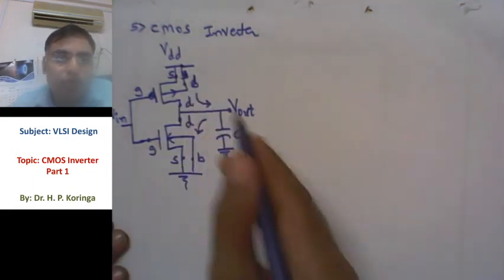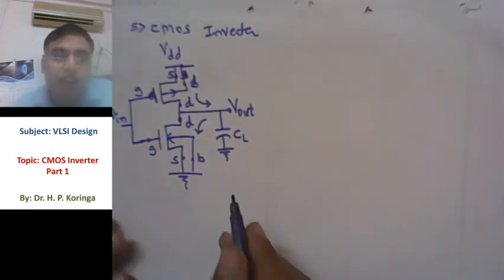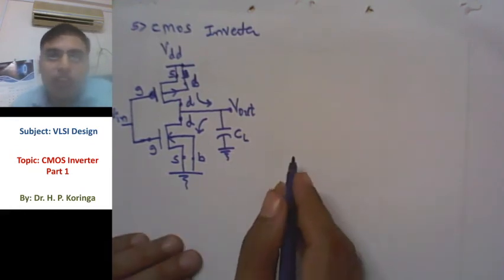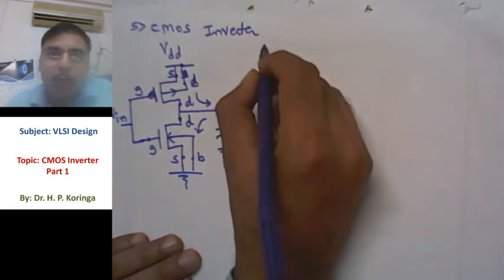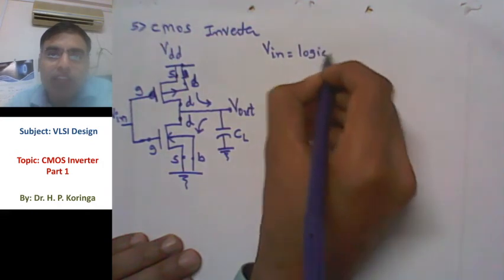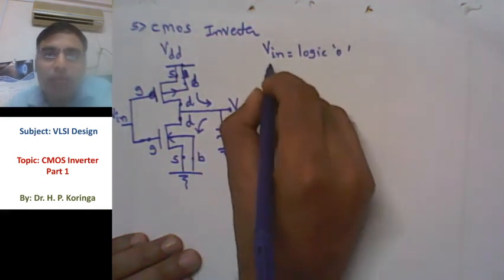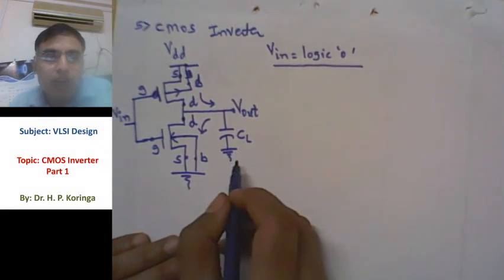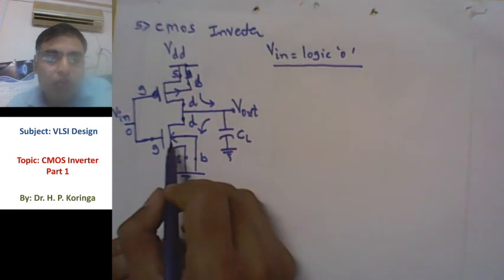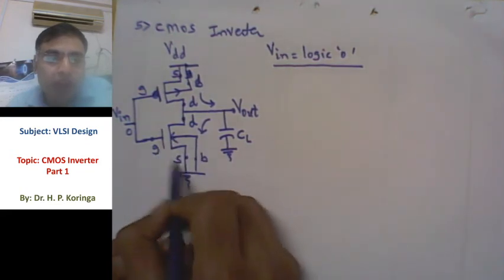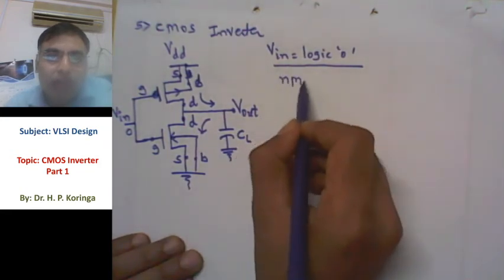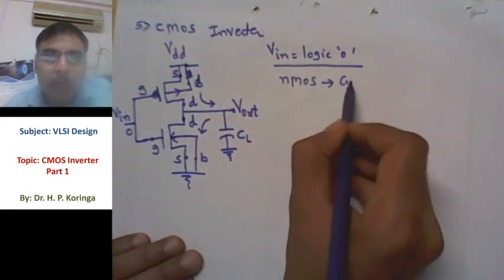Right? So let me see how it runs and what transfer characteristics we will get. Here we can see when our input is logic 0. Let's check what happens when input is logic 0. When input is logic 0, it means here it is 0 volt, right? So VGS of the NMOS is less than threshold, so the NMOS operates in cutoff.